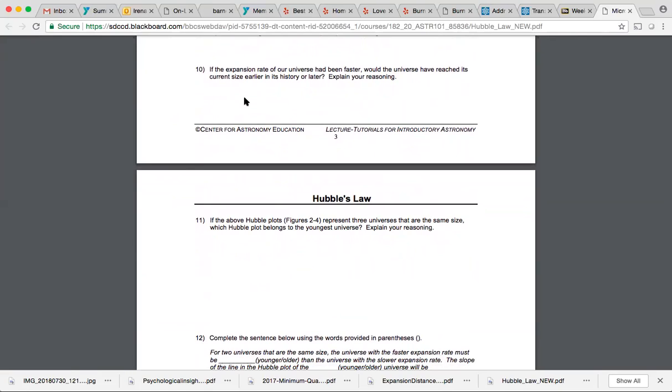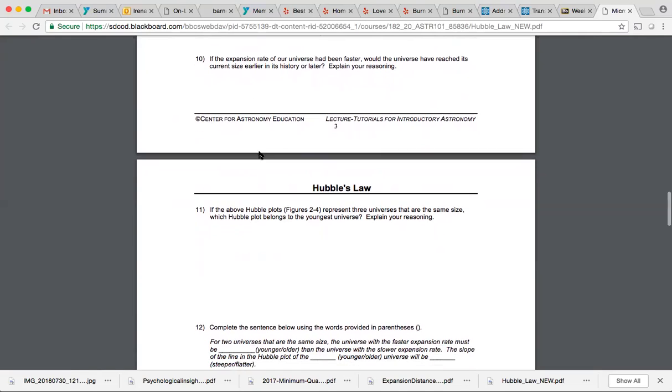Okay, question 10 then. If the expansion rate was faster, of course, it would reach its current size a lot faster. Exactly. In the class, I always tell students you can think about it like driving, right? Everything starts from the same point, and expansion simply means it moves away from each other. So the faster they're driving away from each other, the steeper the slope is, the sooner they will reach a particular size. Okay, very good. How about question 11?